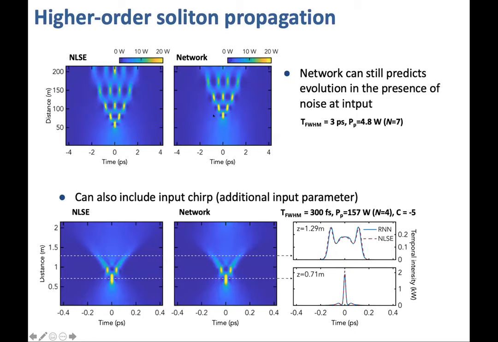You can also include additional input pulse characteristics which can affect the dynamics. So for example, if your input pulse is chirped, you can also train the network to include that by adding it as an additional input parameter beyond the evolution map that you feed. You can see here an example where we ask the network to predict the evolution of a chirped pulse. And when we compare to the predicted evolution using the Schrödinger equation, you can see that there is, again, excellent agreement between the two.